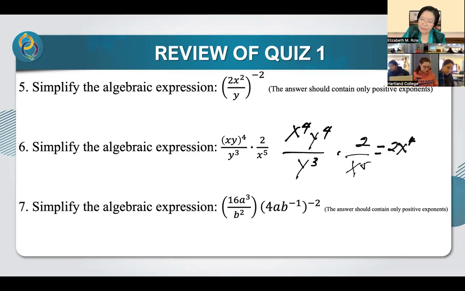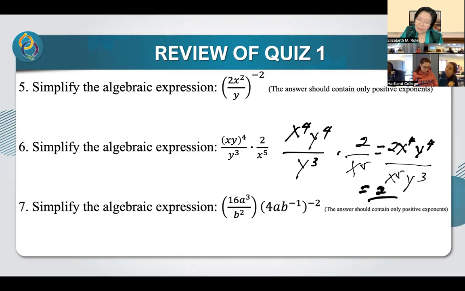But some of you just immediately did the cancellation. I just put x to the 5th, y cubed at the bottom. So then you have to cancel. You have an x to the 4th and x to the 5th. You have y to the 4th and y cubed. So x to the 4th divided by x to the 5th, there will be x at the bottom. Y to the 4th over y cubed, the y is up there. So it's 2y over x. So that's the final answer, 2y over x.